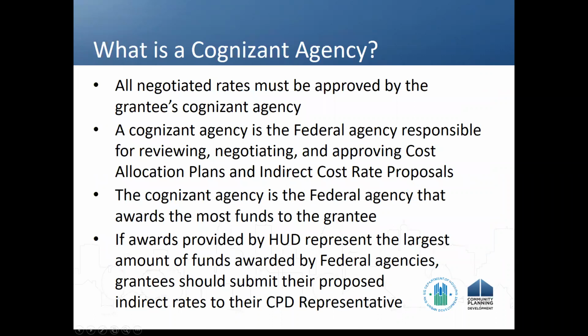Okay, so what is a cognizant agency? A cognizant agency is the federal agency responsible for reviewing, negotiating, and approving cost allocation plans and indirect cost rate proposals. All negotiated rates must be approved by the grantee's cognizant agency. A grantee's cognizant agency is the federal agency that awards the most funds to the grantee. And if awards provided by HUD represent the largest amount of funds awarded by federal agencies, the grantees should submit their proposed indirect rates to their CPD representative.